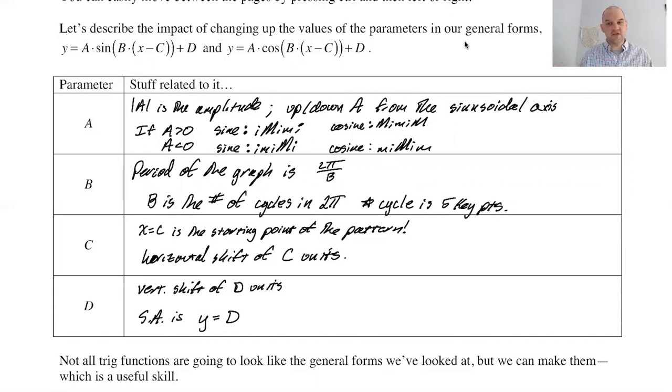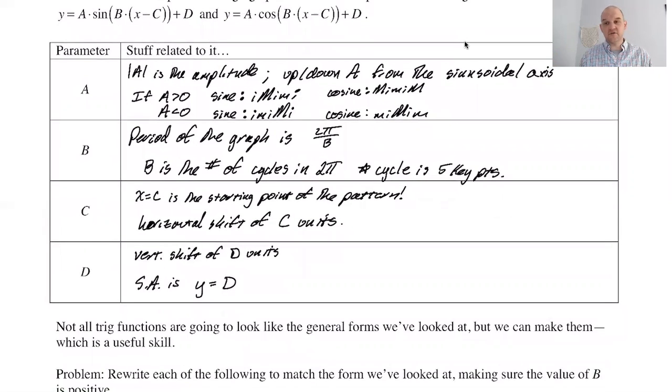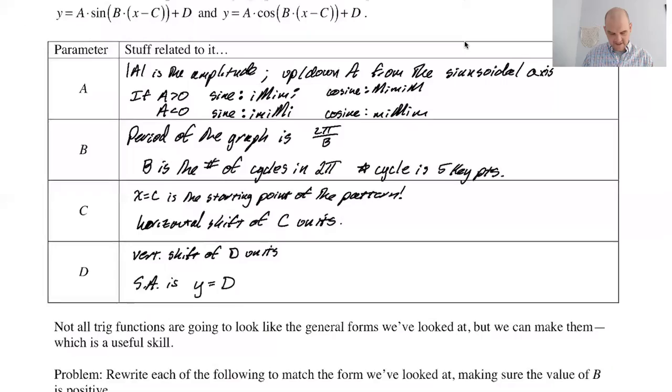B is just going to tell you the period, 2 pi divided by B, 2 pi because it's the natural period of the function. And then B is also the number of cycles, the number of cycles that you get in 2 pi. So that's kind of an interesting thing. Then C and D do exactly what you would expect. C is a shift horizontally, D is a shift vertically. D also tells you the sinusoidal axis. So those are all the things that we worked out last time.